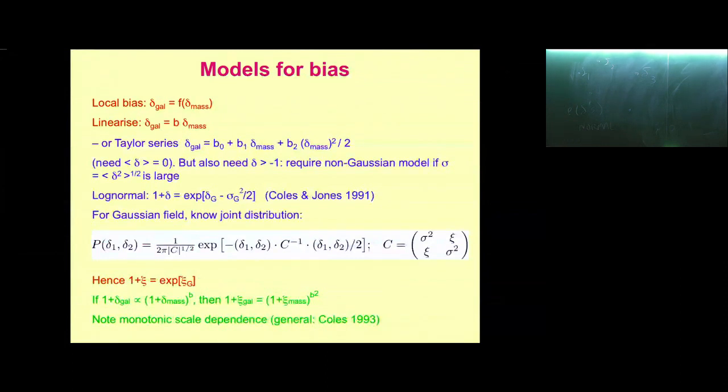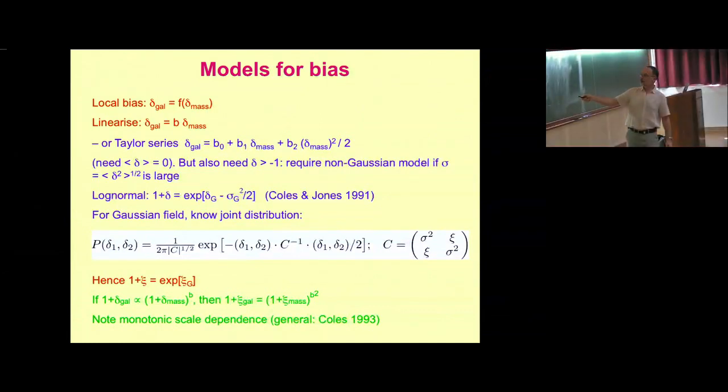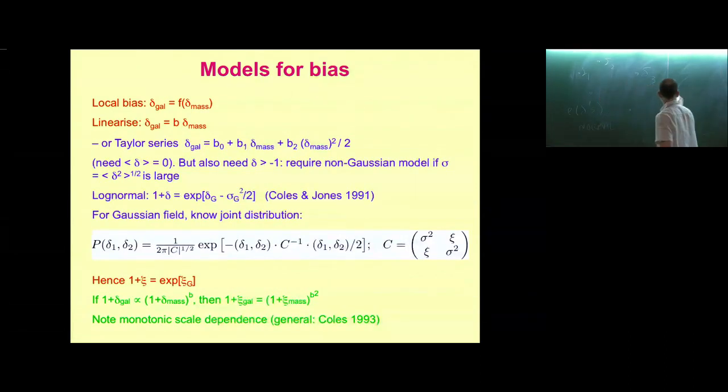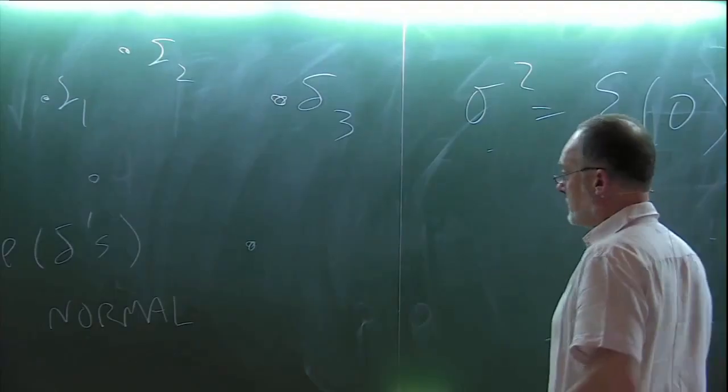So for 2 points, delta 1 and delta 2, with some separation, we need the covariance matrix for the multivariate normal. The covariance matrix is very simple. The off-diagonal term is the 2-point function. The diagonal term is the 2-point function at 0 lag, so it is sigma squared.